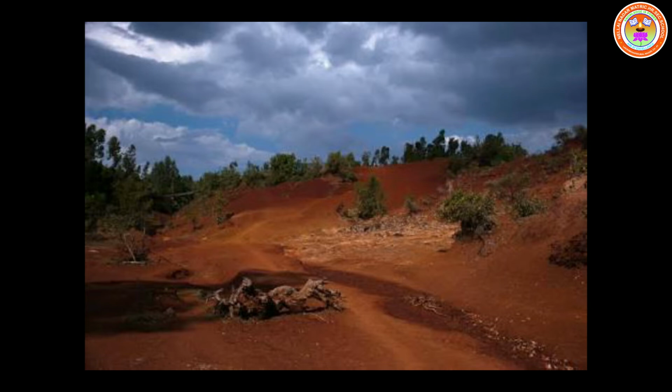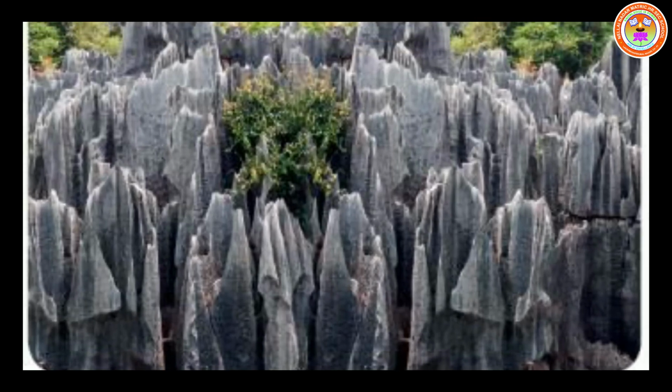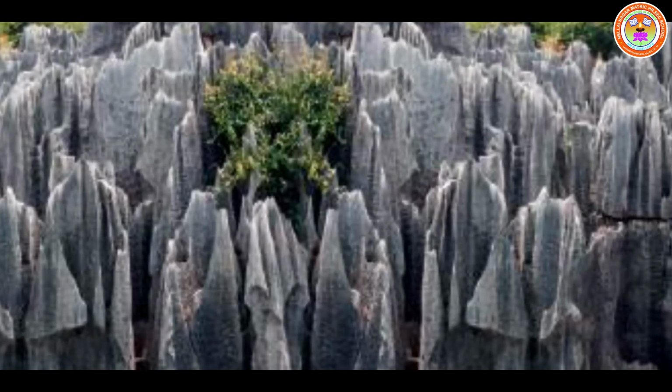Next, children, lapies. In the picture the lapies is given. It forms when the joints of limestone rocks are corrugated by groundwater. Basically we can see this in the coastal region, in the seaside rocks. But when we see this one, it looks different.